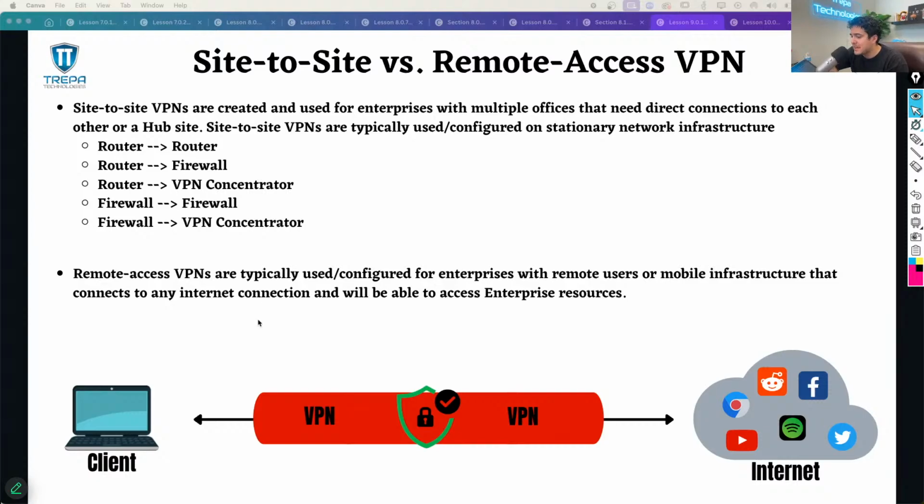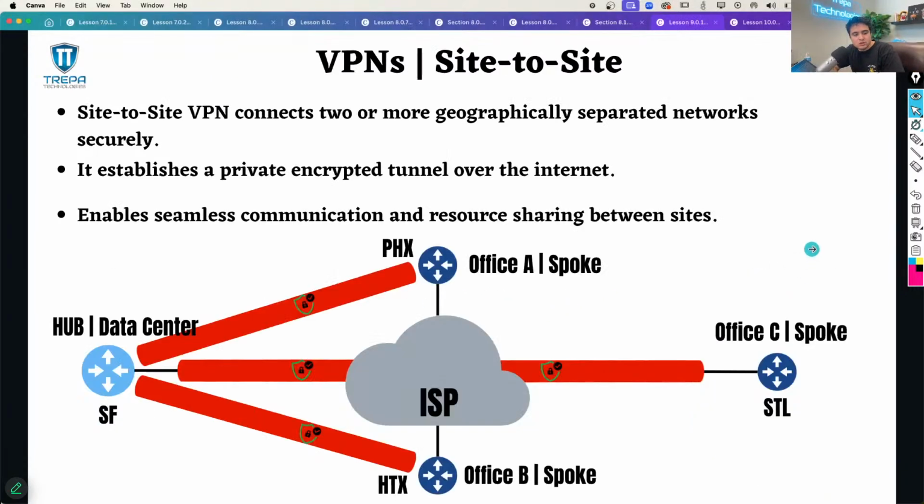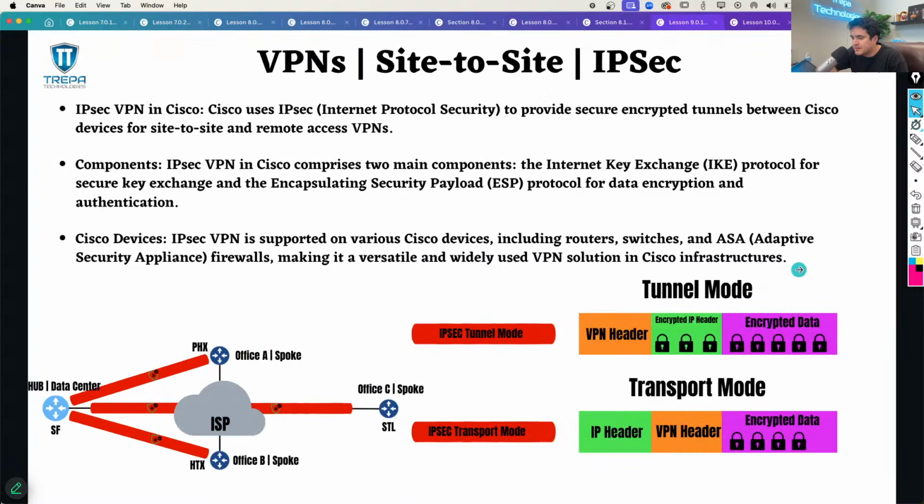Remote access VPNs, those are for our remote users. So that's where a VPN application gets installed on the operating system on your Windows computer, and you activate it, and it connects your Windows computer and that NIC to a VPN service. So site-to-site VPNs connect two or more geographically separated networks securely. Sites, right, I like to call them.